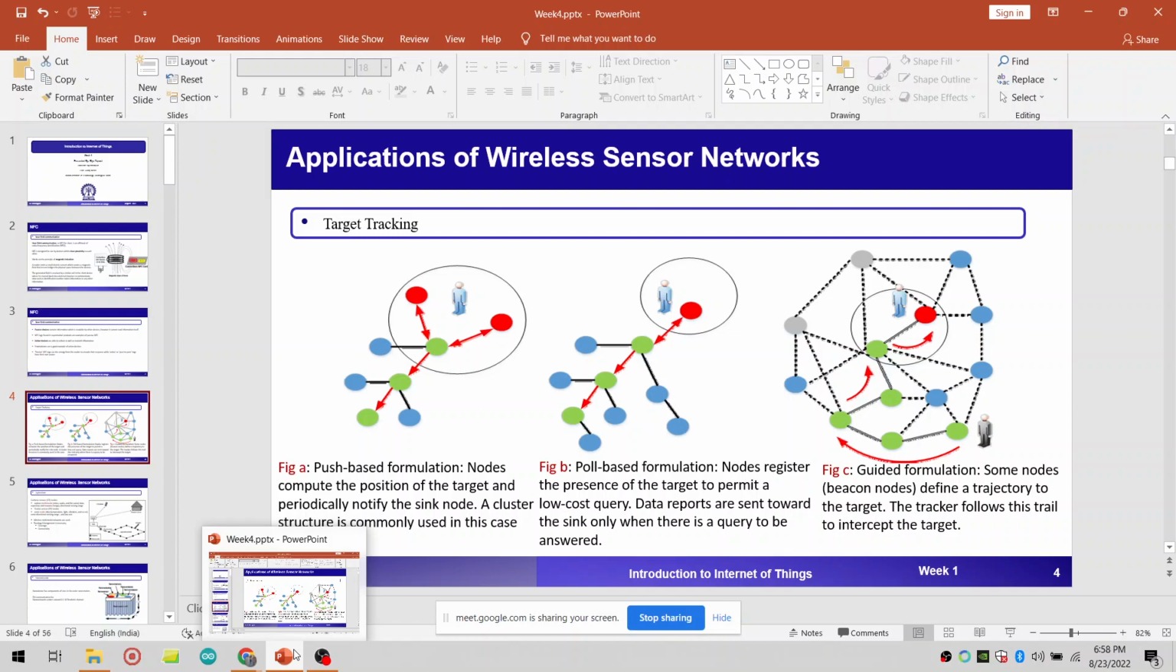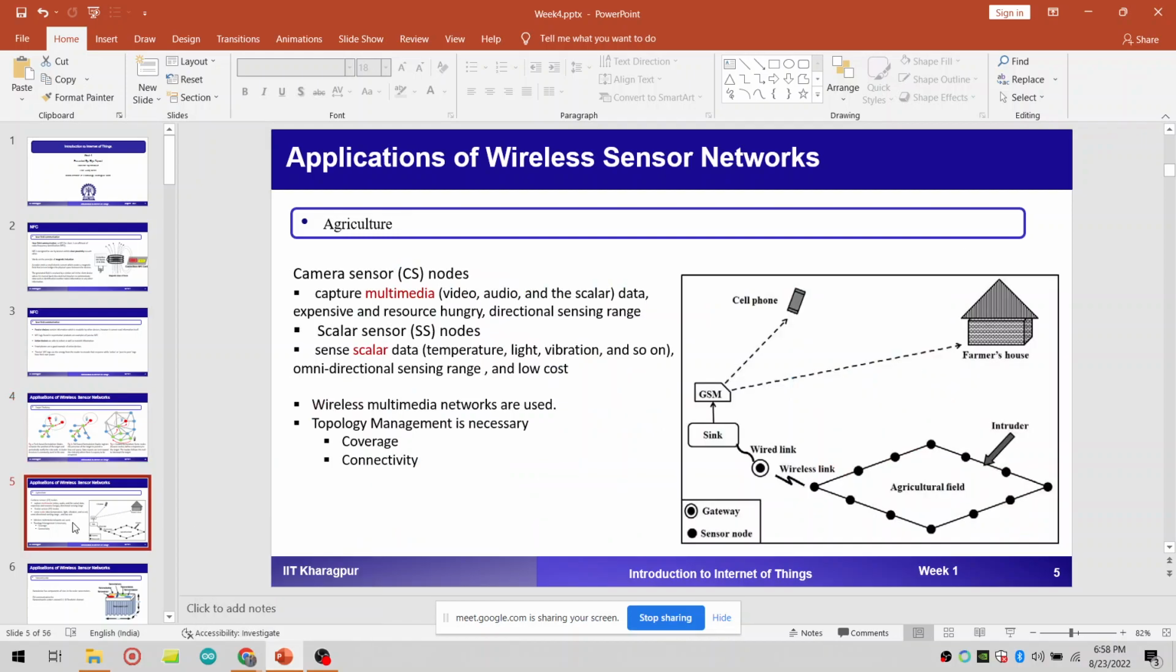Agriculture? Yes. In case of agriculture, how are wireless sensor networks going to be used? First one is to detect the condition of your soil, whether your soil is suitable for the cultivation of a particular crop or not. And second one is to detect intruders, whether some cattle such as a cow or buffalo are going to enter into your agriculture field.